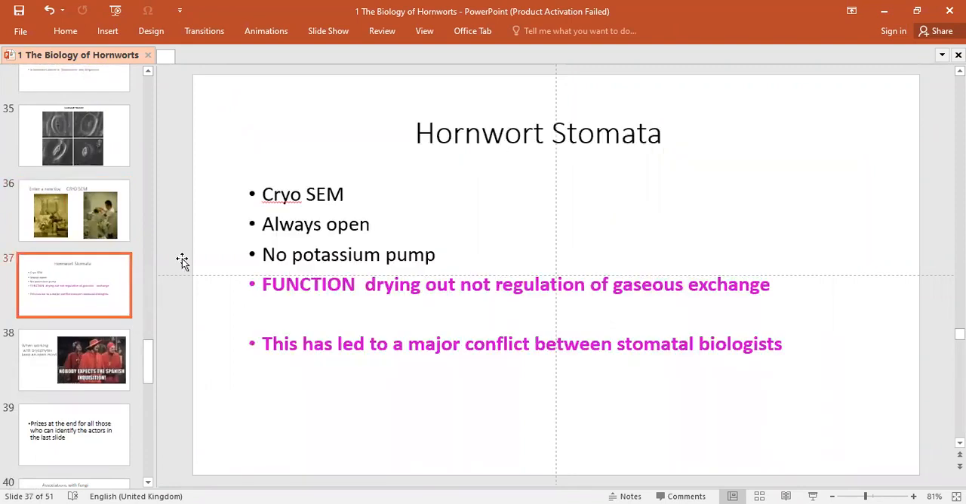So, hornwort stomata, they don't function as they do in vascular plants. Their function is very different. They don't regulate gaseous exchange. They facilitate drying out. When we discovered this, it led to a major conflict between stomatal biologists, and a real war sort of broke out, with those who said our results were rubbish, except we repeated our experiments and they came out the same again. We've also found the same in mosses.